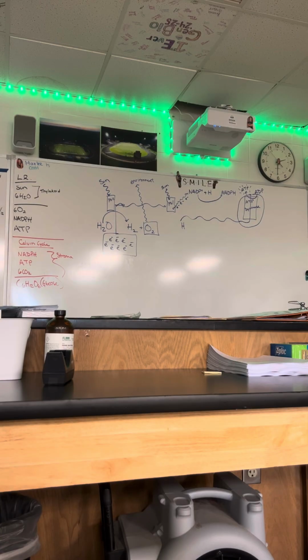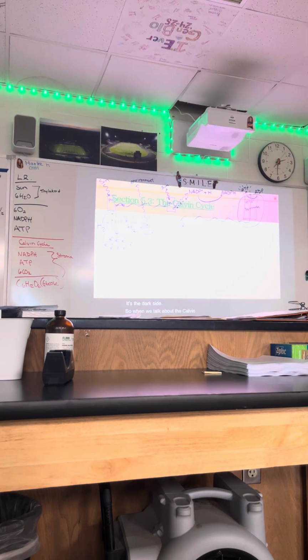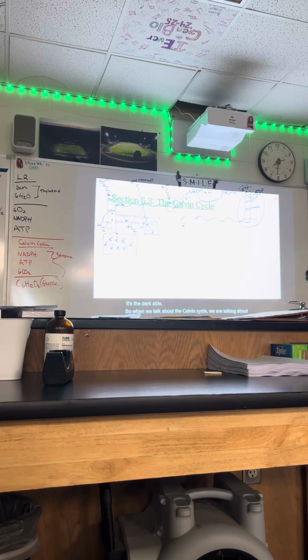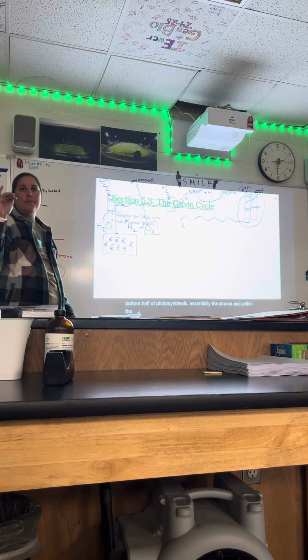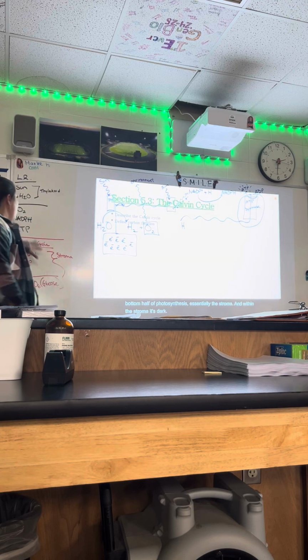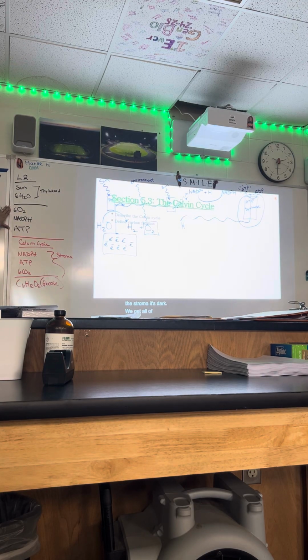And the Calvin cycle is meant for sinners. It's the dark side. So when we talk about the Calvin cycle, we are talking about the bottom half of photosynthesis, essentially the stroma. And within the stroma, it's dark.